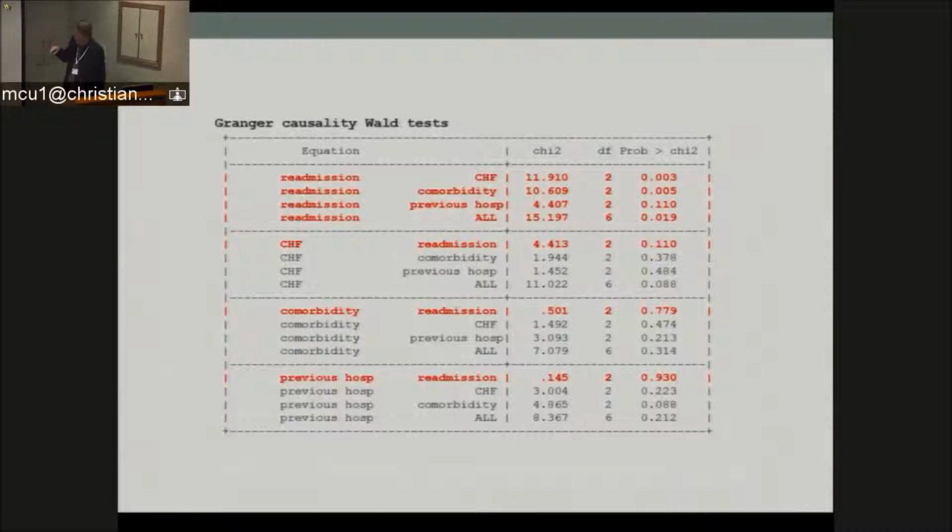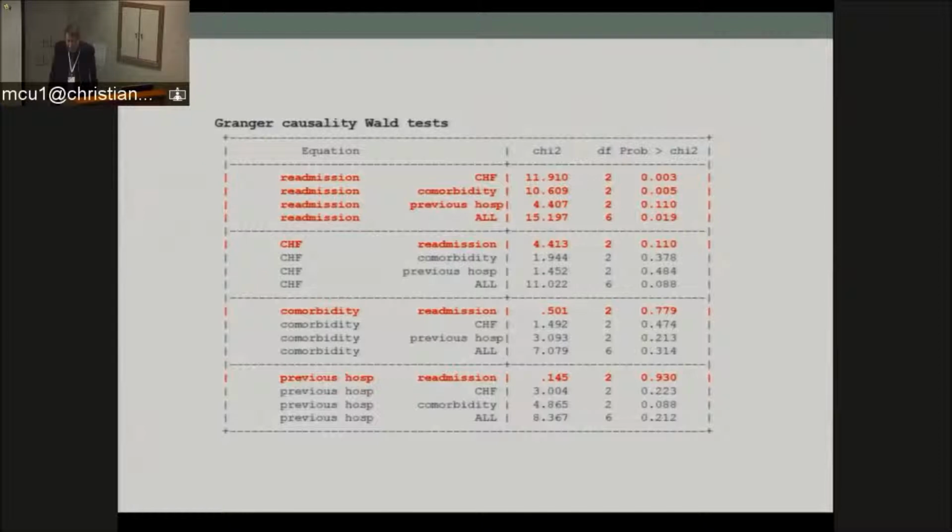Well, not quite, because I have to then look at the other key test here. Is CHF a function of readmission? Is comorbidity a function of readmission? And is previous hospitalization a function of readmission? Unfortunately, they turn out to be not significant. So I can then say that CHF and comorbidity Granger cause readmission, which of course I knew when I did my logistic regression because they're significant predictors. But I think that previous hospitalization was also a strong predictor of readmission.